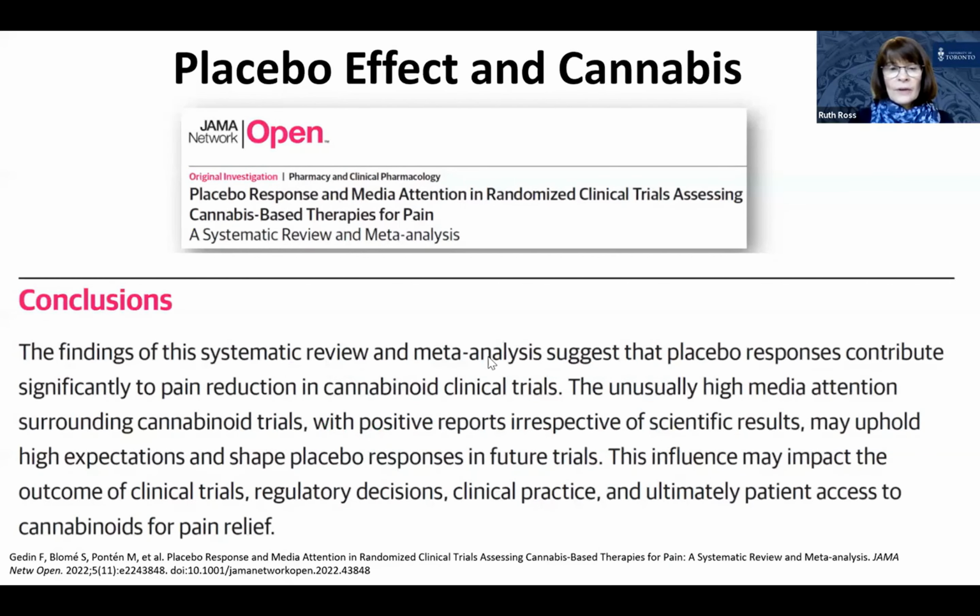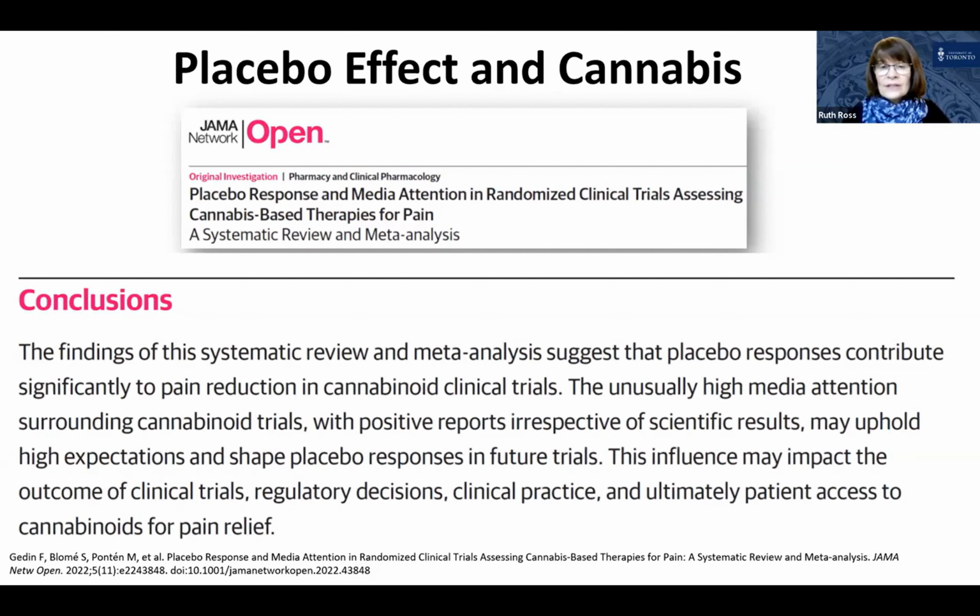And this is an interesting one. I think this is just my last slide here. Yes, so this was a recent article of 2022, and interesting, the findings of this review. So we'll talk more about what a systematic review is and what a meta-analysis is in later lectures, because these are important ways that we gather this solid evidence. But in this case, they're saying that it suggests that placebo responses contribute significantly to pain reduction in cannabinoid clinical trials. And they say here that the unusually high media attention surrounding cannabinoid trials with positive results, irrespective of scientific results, may uphold high expectations and shape placebo responses in future trials.